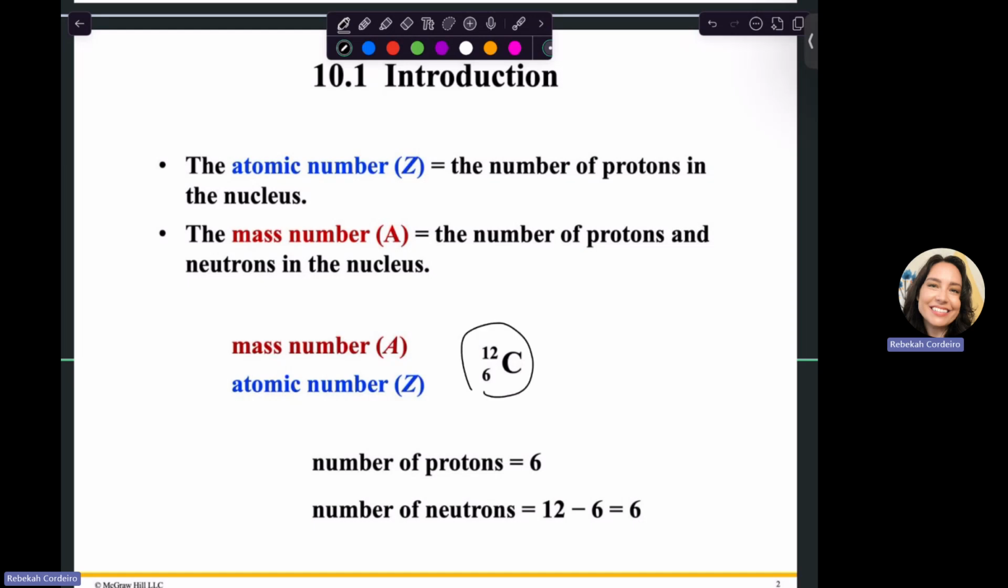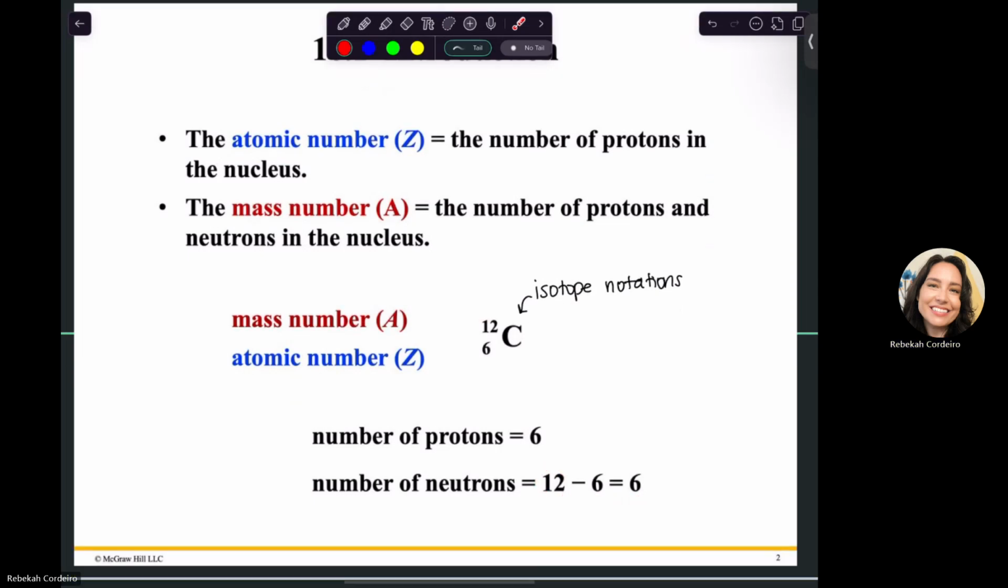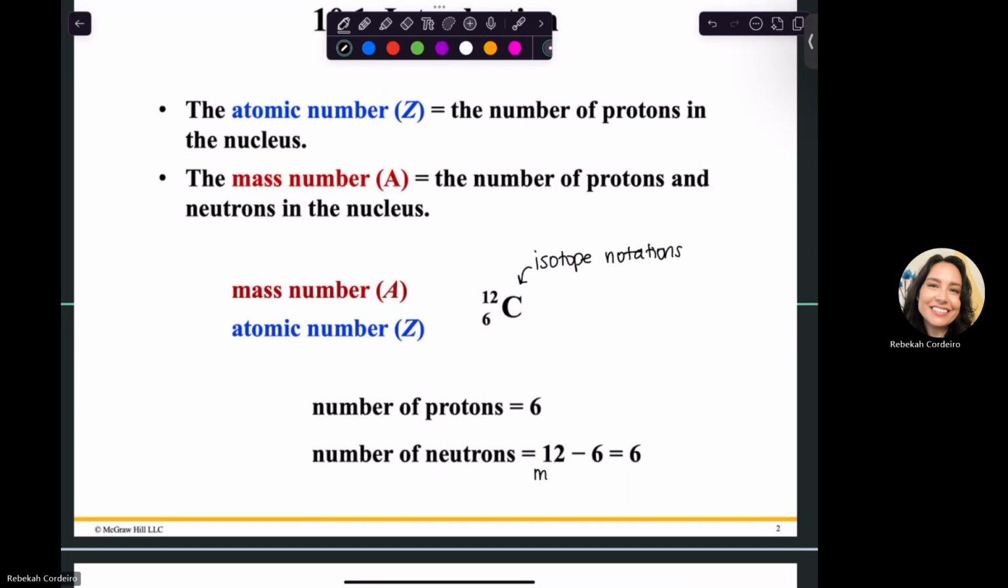This is called isotope notation, and it tells us about the different isotopes. Remember, isotopes are the same element but with different masses, so a different number of neutrons. We put the mass number on the top and the atomic number on the bottom left. The mass number is protons plus neutrons. So if we wanted the number of neutrons, we would take the mass number minus the protons to get the neutrons.